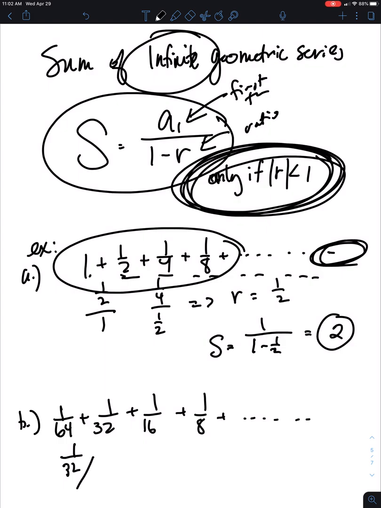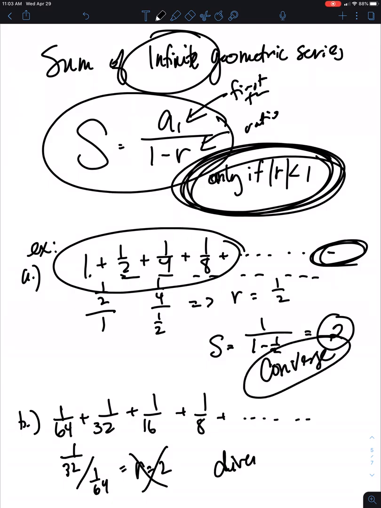All right, so let's do B. Let's do 1 over 32, 1 over 64. Okay, so my ratio here is 2. So guess what? This one is going to diverge. Remember, converge, and this is diverge. You can't find the sum of this one right here. Okay, no go. All right, so that's the last part of this, the infinite.